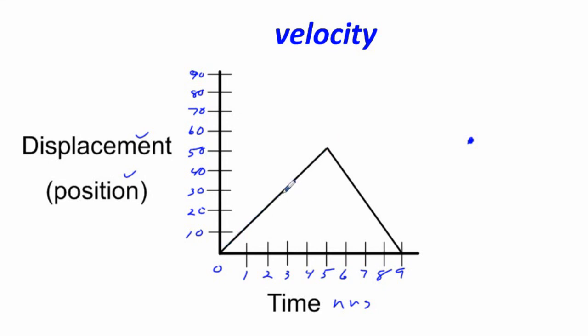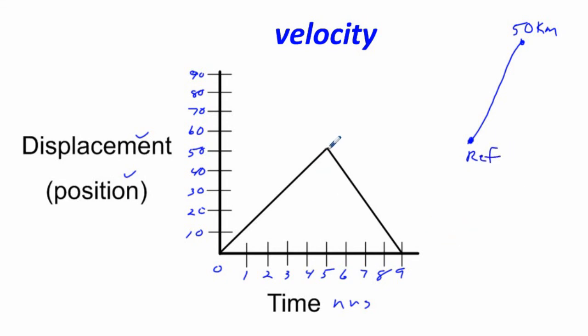So at this point, we're moving away from the reference point. We're moving away. So here we are. We're moving away. So now let's say we're out here at hour number 5. How far away are we? We're 50 kilometers. 50 kilometers away from our reference point.